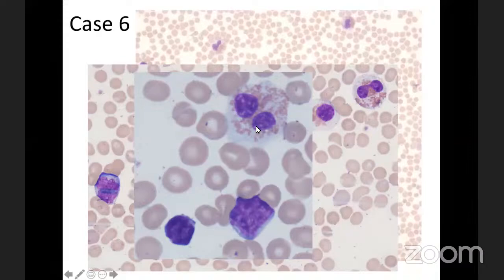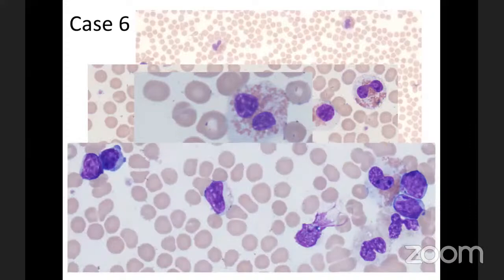And eosinophils, abnormal eosinophils. Another picture with an abnormal eosinophil. This is a reactive neutrophil and band. We have here 2 blasts with basophilic cytoplasm, scant and agranular. We have a lymphocyte and a blast.